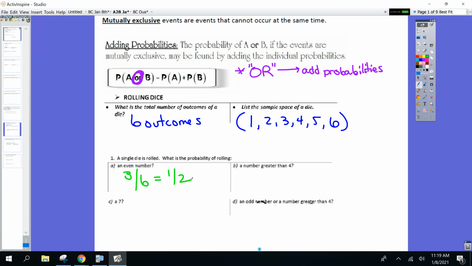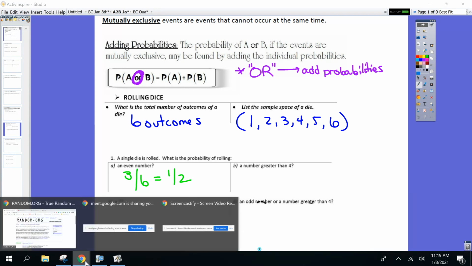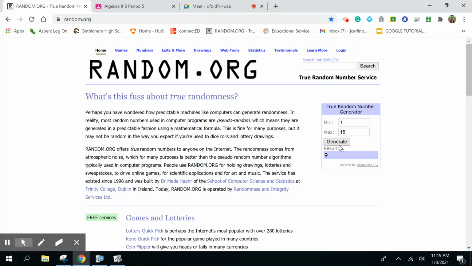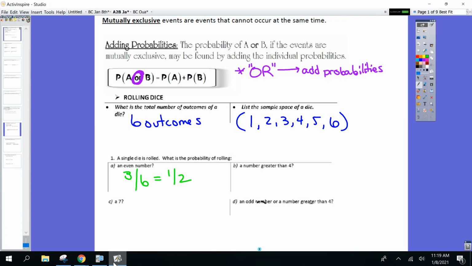A number greater than 4 for me. What's the chances you get a number greater than 4? Hunter, greater than 4. What do you got for me? 2 out of 6, or 1/3. Yep, thanks for reducing it. 1/3. You could get a 5 or a 6 there. 2 choices out of the 6 total.